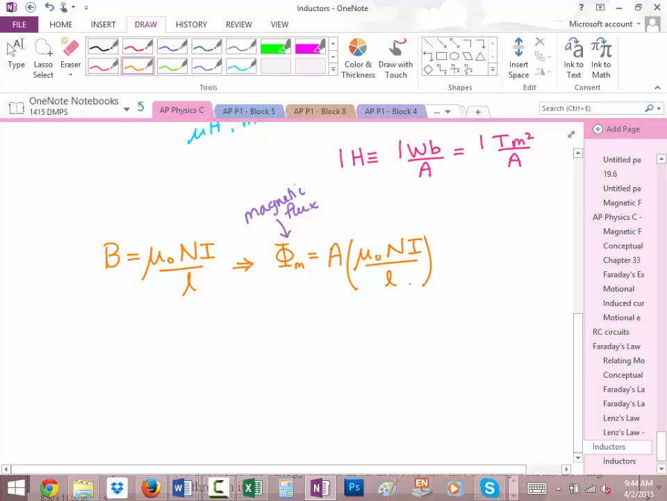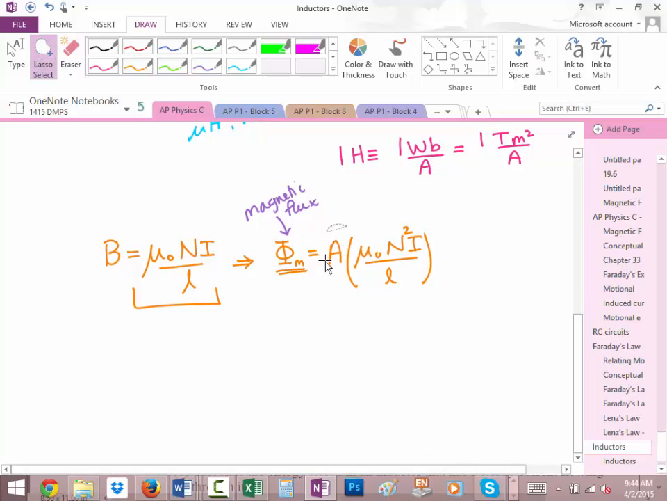Except, I did skip one thing. This is the magnetic field in a coil. I need to talk about all of the turns here, so there needs to be a square in there. Why is it squared? I'm getting there. So the flux is equal to the number of turns times the flux per turn. That's just the definition of what it is.